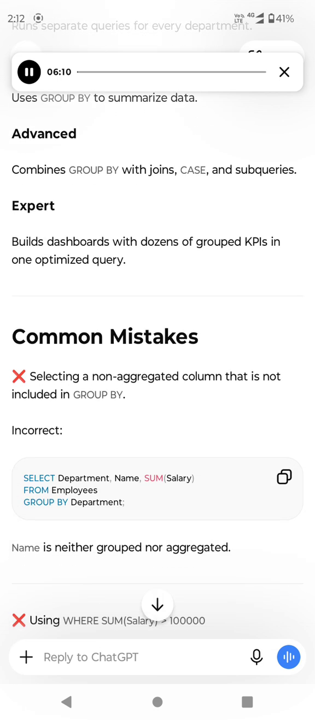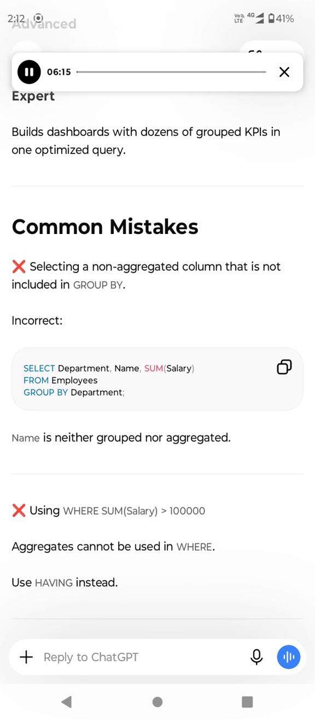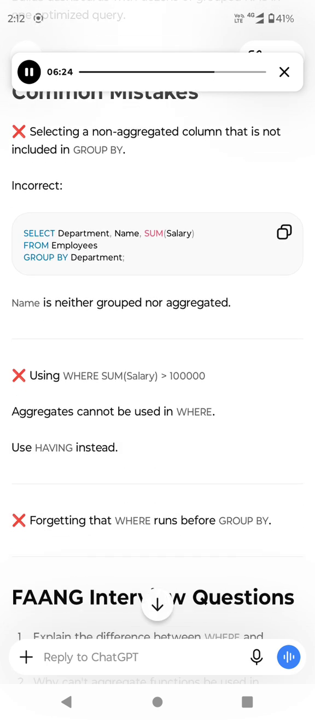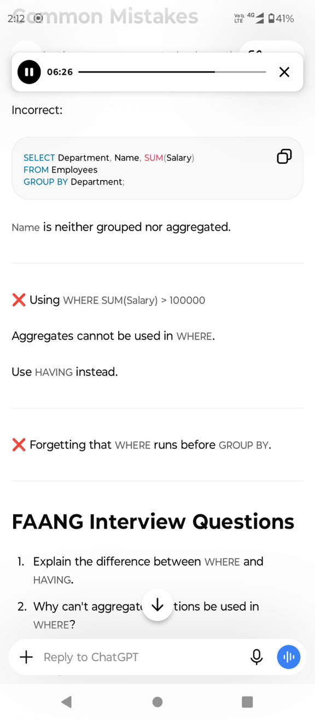Common mistakes. Selecting a non-aggregated column that is not included in GROUP BY. Incorrect: name is neither grouped nor aggregated. Using WHERE SUM(salary) > 1,000. Aggregates cannot be used in WHERE. Use HAVING instead. Forgetting that WHERE runs before GROUP BY.